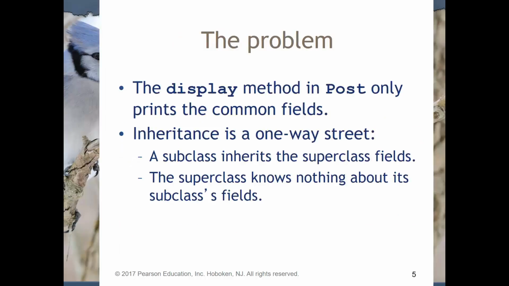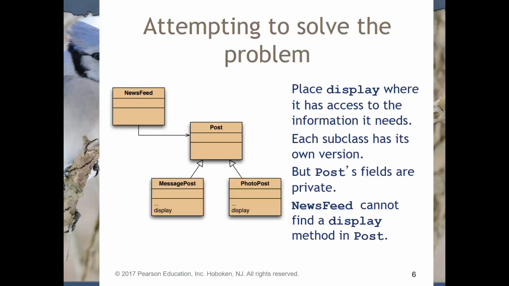The problem is that the display method is in post only, and it prints the common fields because it has to. Because it's in the parent, it doesn't have any awareness of what the child methods or child classes have. Therefore, it can only print what is in its own object or class. Inheritance is a one-way street. In other words, the children get what's in the parent, but the parent doesn't get what's in the children.